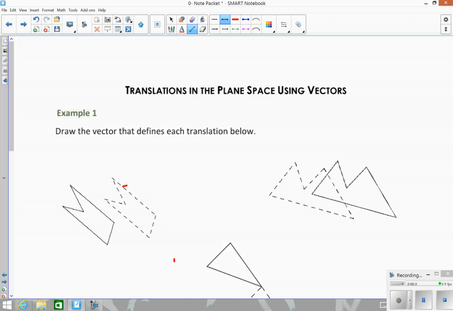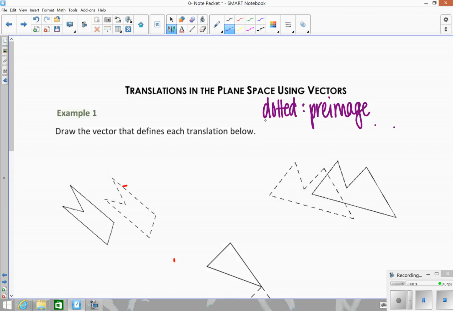So the first thing I want to do is draw in the vectors in these pictures. So let's make an assumption here to start. Our dotted figures will be our pre-image. So dotted will be the pre-image when I'm looking at the different pictures, and then the solid pictures are going to be the image, so the result after you do the translation.